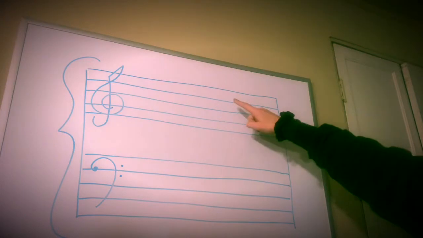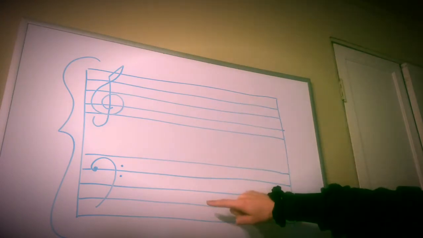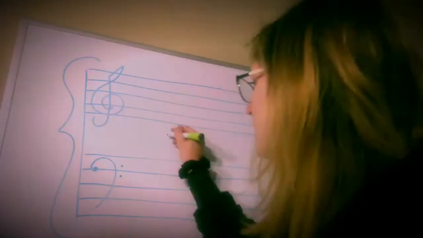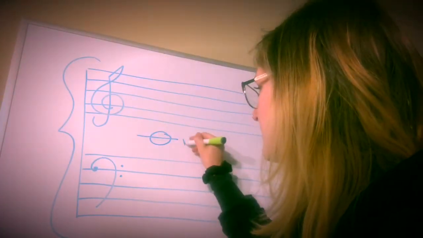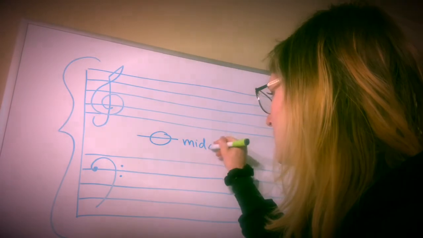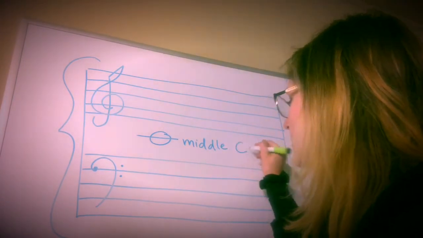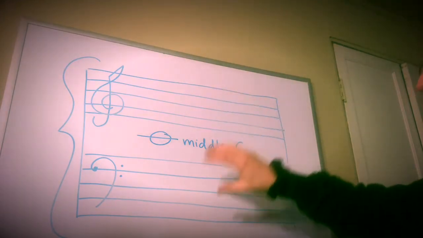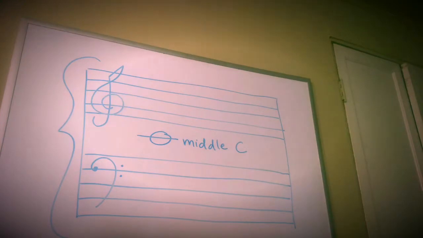The grand staff takes the treble clef staff and the bass clef staff and joins them together with this brace. This is middle C. Middle C is the exact middle point between treble clef and bass clef in the grand staff.